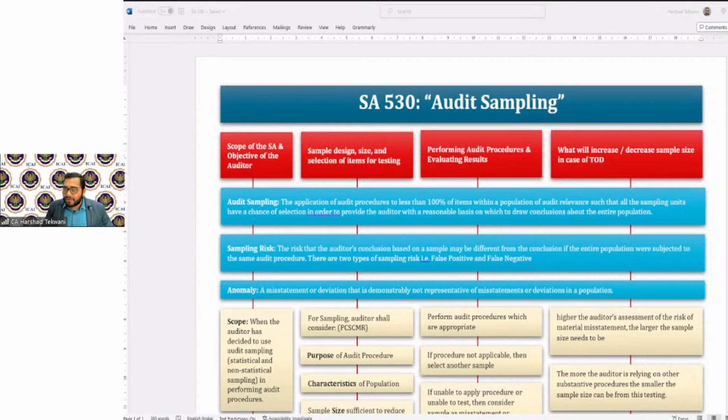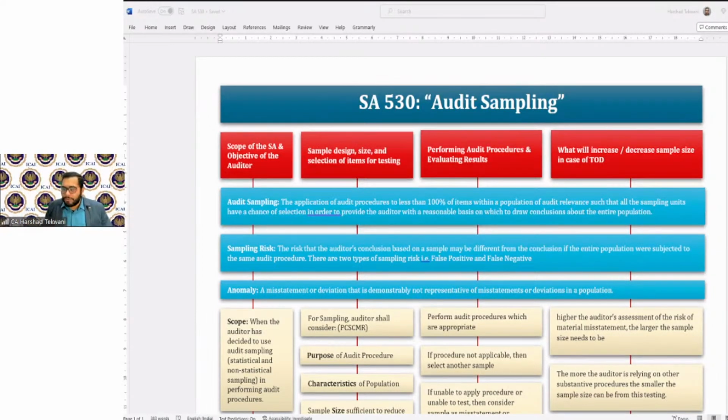Then this standard complements the 500 series, SA 500 Audit Evidence. Why? Because when the auditor is dealing with audit sampling, this standard requires the auditor to design and perform audit procedures to obtain sufficient and appropriate audit evidence. SA 500 says that the auditor needs to obtain appropriate and sufficient audit evidence; this says how you can obtain it by audit sampling. So that's complementary to SA 500.